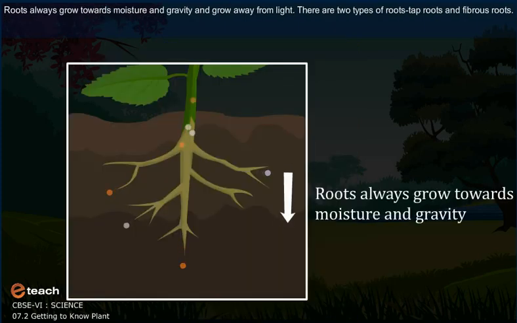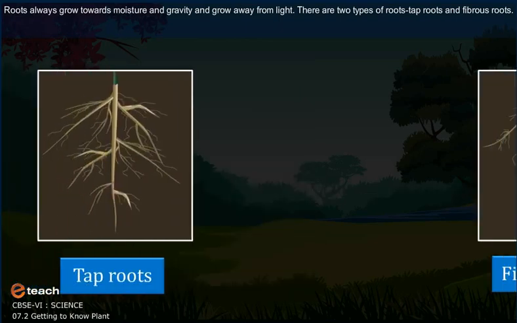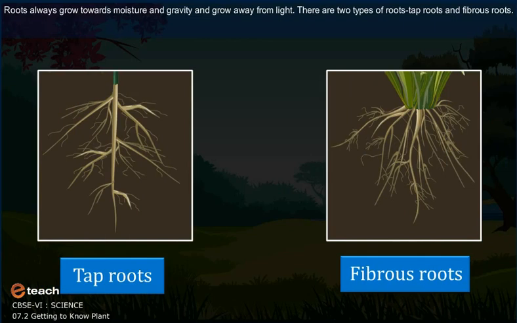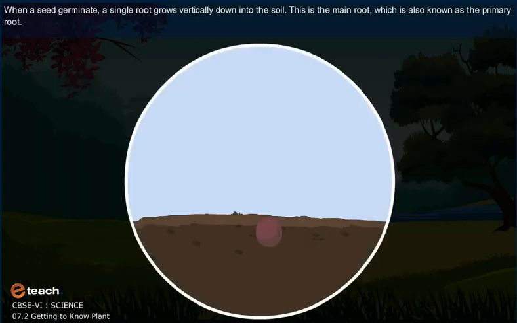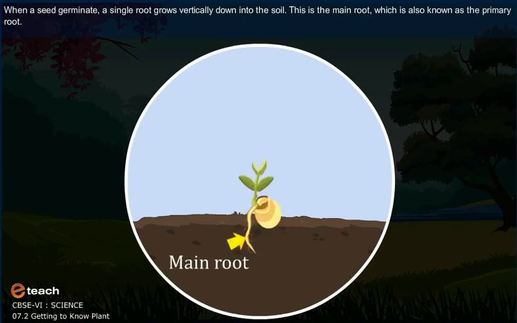Roots always grow towards moisture and gravity and grow away from light. There are two types of roots, tap roots and fibrous roots. When a seed germinates, a single root grows vertically down into the soil. This is the main root, which is also known as the primary root.